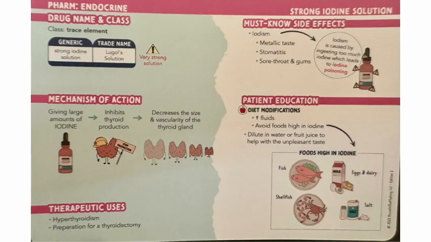I like that this slide shows you what iodine does. You give a large amount of iodine, it inhibits thyroid production, it brings those hormones down, and then that can actually decrease the size and vascularity of the thyroid gland. So iodine can help us shrink that thyroid before we have to have it removed.